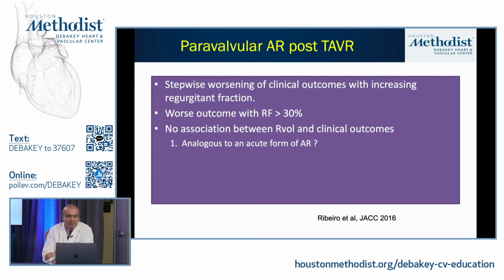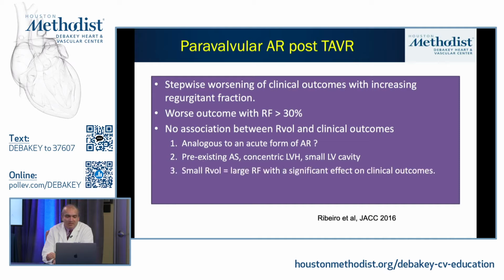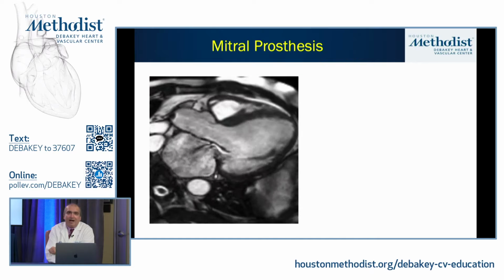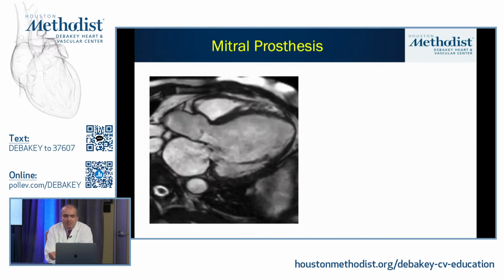And there may be several reasons for this. One is that this is a ventricle that was really an AS ventricle that all of a sudden is now seeing aortic regurgitation. So this may be a little bit more analogous to acute AR, and it may not be tolerated nearly as well. These ventricles also tend to have very small cavity sizes to begin with, and significant underlying concentric hypertrophy. And because many of these patients will have a low flow state, a small regurgitant volume may represent a large regurgitant fraction. As a result, regurgitant fraction was a better predictor than regurgitant volume for outcomes in post-TAVR paravalvular AI.